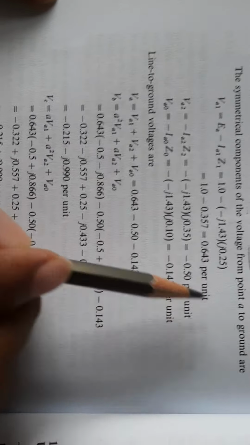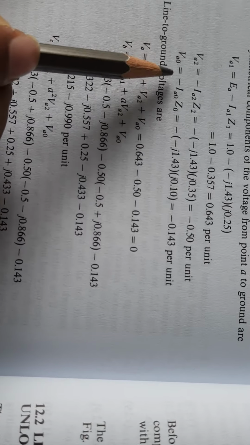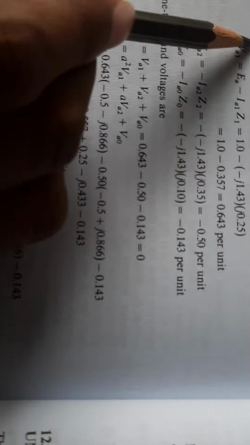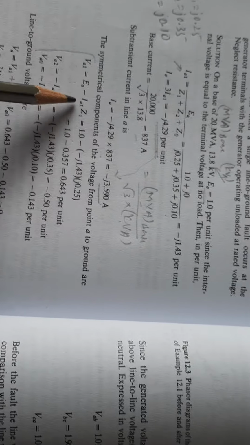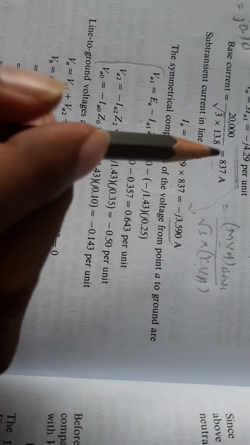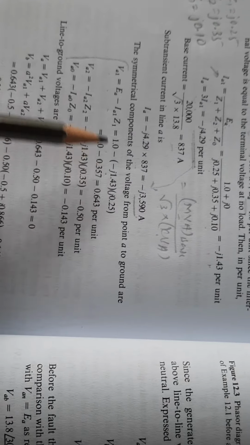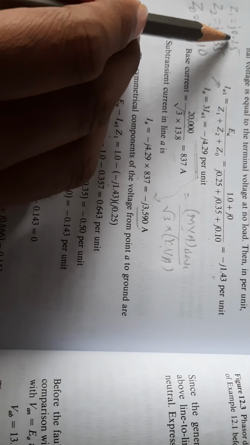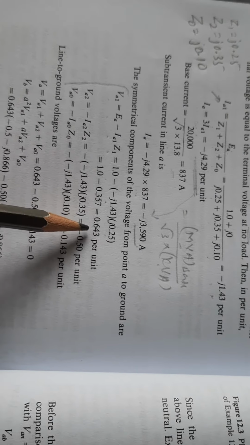These are the formulas: VA1 is EA minus IA1 Z1, VA2 is minus IA2 Z2, VA0 is minus IA0 Z0. You have to remember all these formulas. So I will go on substituting. For VA1, it is 1 minus IA1, which is here, times Z1, which is j0.25. So I got 0.643.